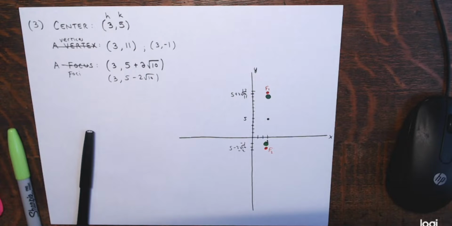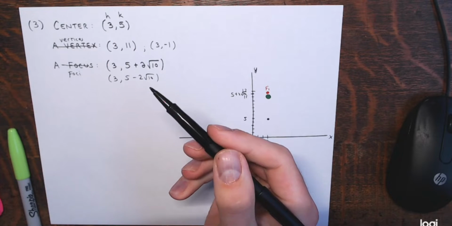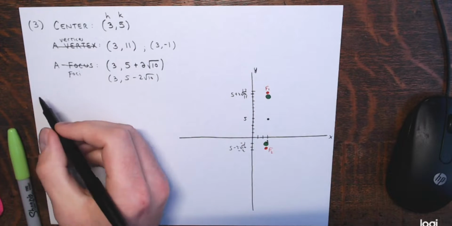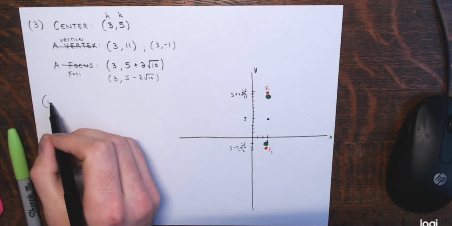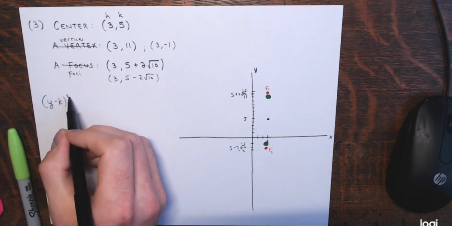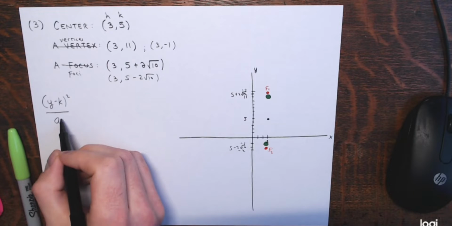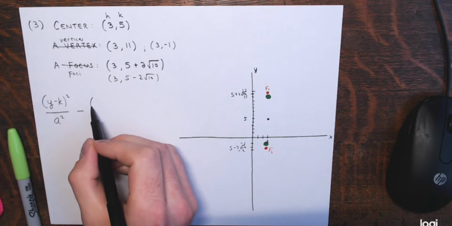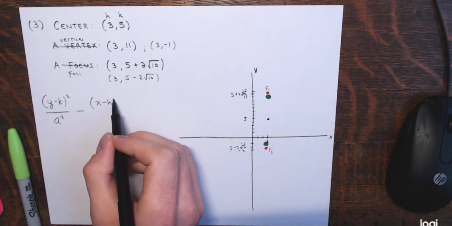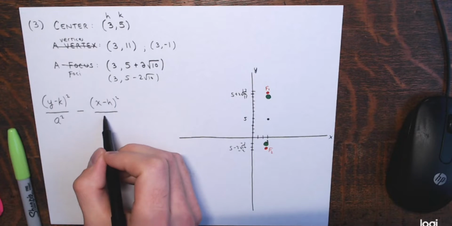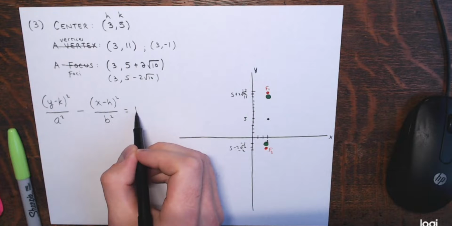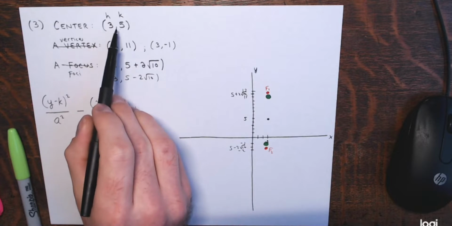All right. And again, this should be enough to write an equation. Now, very clearly, based on where the vertices are, the transverse axis is vertical. So the equation I'm writing will be like the previous example where it starts with y squared. It's going to be (y minus k) squared over a squared minus (x minus h) squared over b squared equals 1. And I know h is 3 and k is 5.